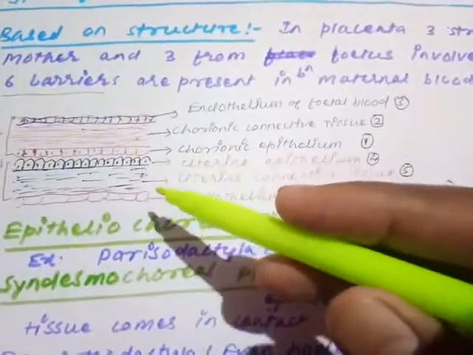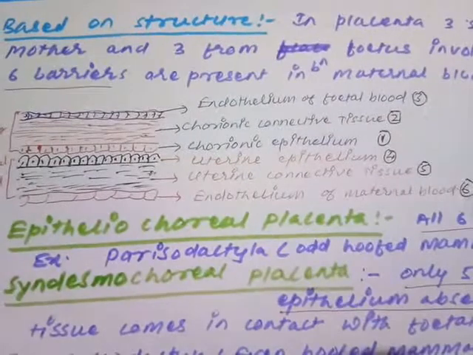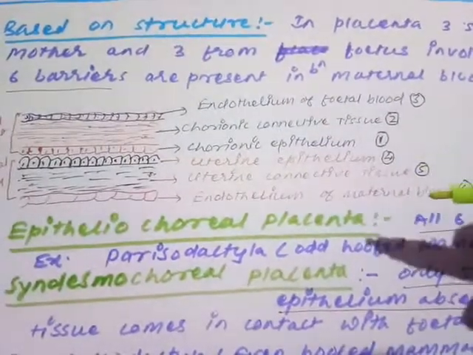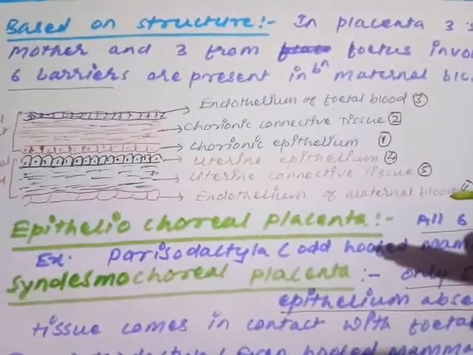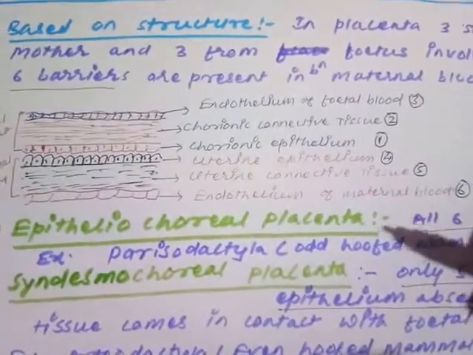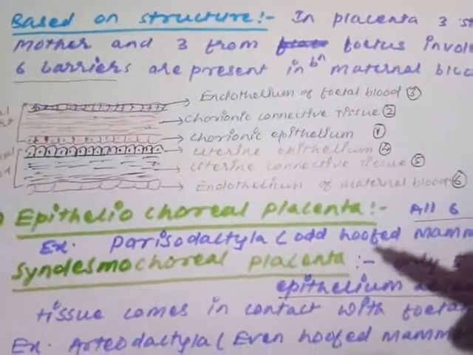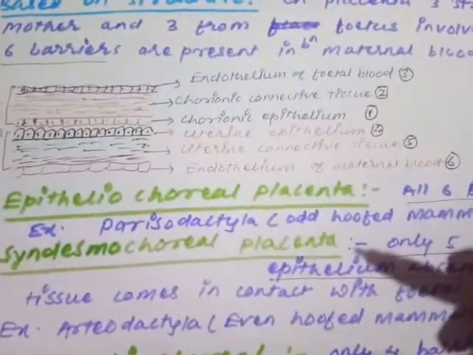So if you are asked on a histological basis, you must be ready with that. On the histological ground there are 6 layers, 6 structures that compose the placenta: the endothelium of both, the connective tissue of both, and the epithelium of both. So moving on to the types of the placenta based on the structure or histology.